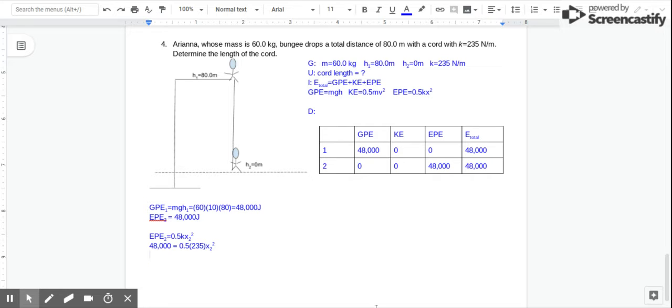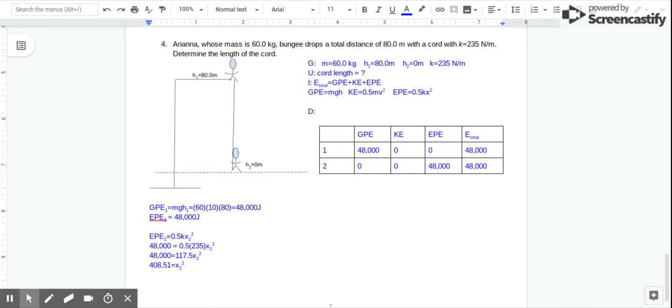Okay. If we do half of 235, we get 117.5. So we've got 48,000 equals 117.5 x2 squared. Okay, we're going to do 48,000 divided by 117.5, and we get that number, 408.51, we'll call it. 408.51 equals x2 squared. Okay, and we square root that.